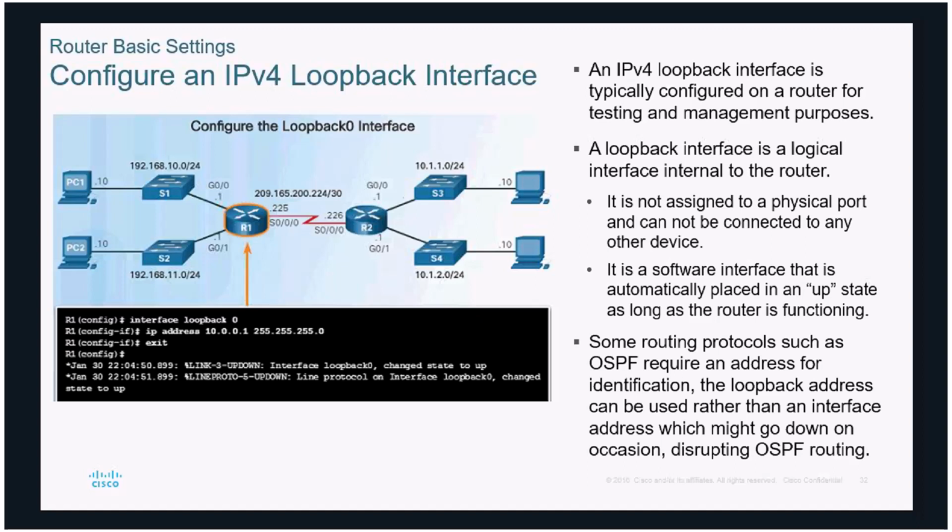It is a logical interface internal to the router, so it's not a physical interface. That's what a loopback is. Therefore you can't connect it to any other device. It is a software interface that is automatically up as long as the router is functioning. Some protocols, like OSPF, require an address for identification. You can use the loopback address rather than the interface address, which might go down on occasion, disrupting the routing. This loopback address is always up, so if configurations change, it makes no difference. It's still a way of reaching that router.